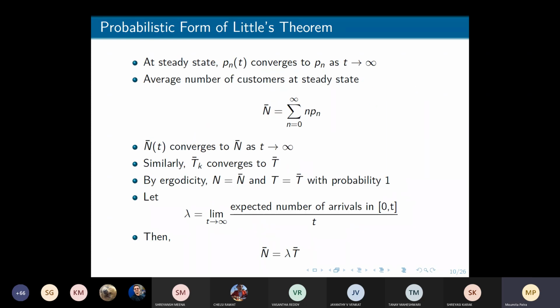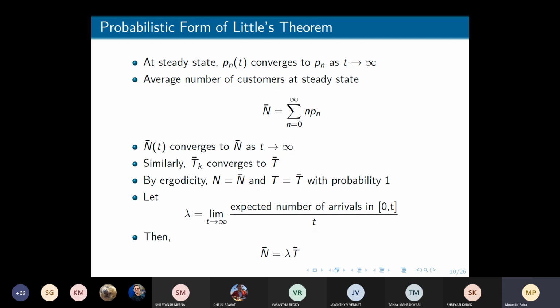Now let's get to the further points. At steady state, which we know happens in most systems, p_n(t) will converge to p_n. That means as t tends to infinity, p_n(t) converges to p_n. So what will be the average number of customers at steady state? At steady state, we can write that N bar is equal to the summation of n equals 0 to infinity of n p_n. Why? Because N(t) bar converges to N bar as t tends to infinity. Similarly, T_k bar will also converge to T bar.